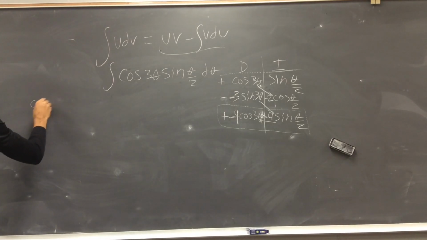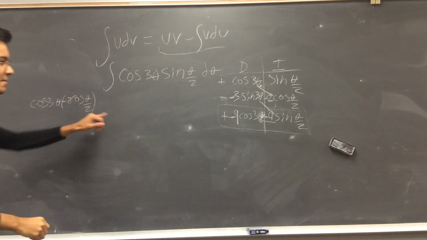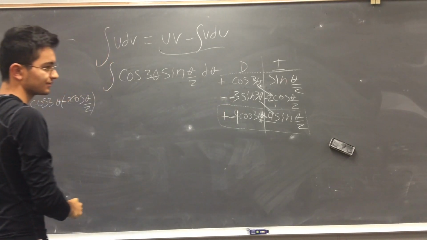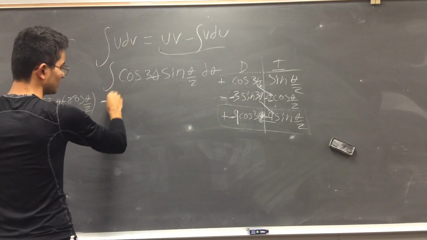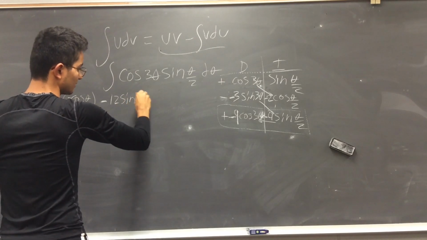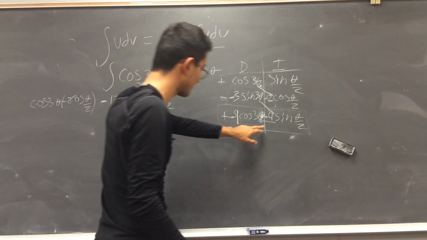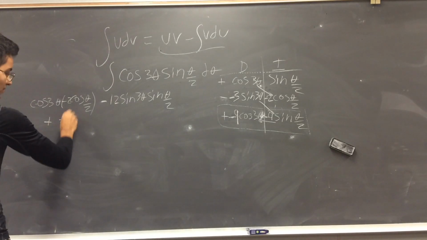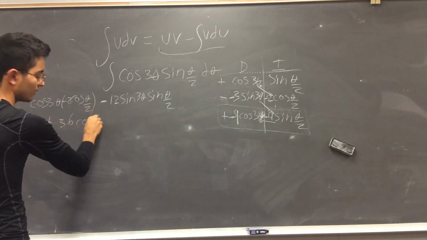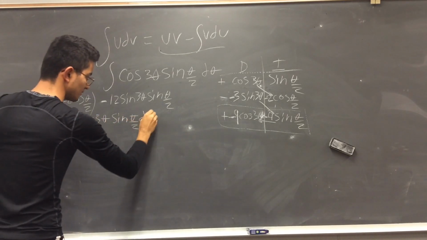We have cosine of 3 theta times negative 2, cosine of theta over 2. And then we have negative times negative is positive, times negative is negative. So that's going to be minus 3 times 4 is 12 sine of 3 theta times sine of theta over 2. And then we have negative times negative is positive. So we're going to have plus 9 times 4 is 36, and then cosine 3 theta sine theta over 2. And then the integral of that d theta.